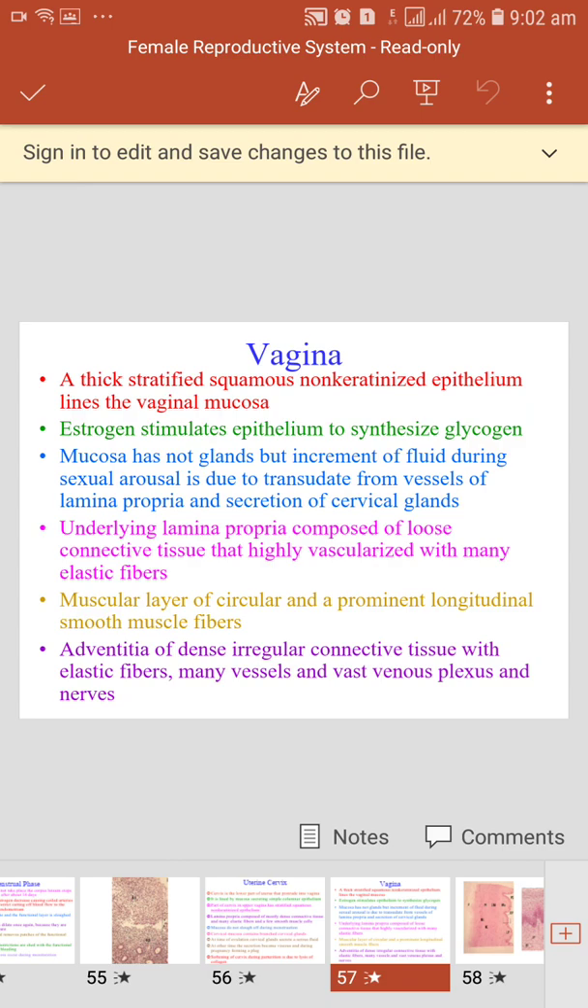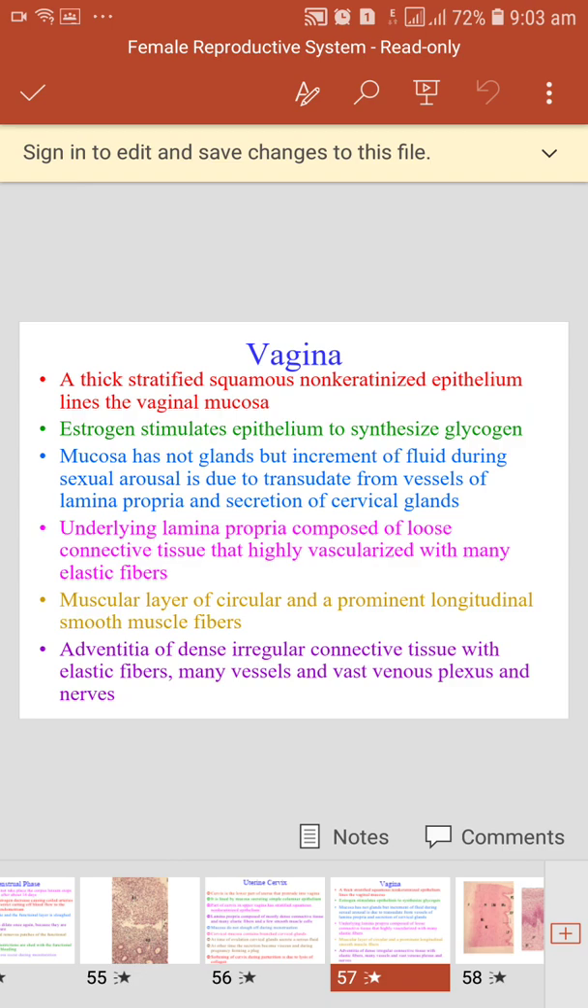Now the vagina. It has stratified squamous non-keratinized epithelium, which lies on the vaginal mucosa. Estrogen stimulates the epithelium to synthesize glycogen. The mucosa has no glands, but the increase of fluid during sexual arousal is due to transudate from vessels of the lamina propria and secretion of cervical glands.